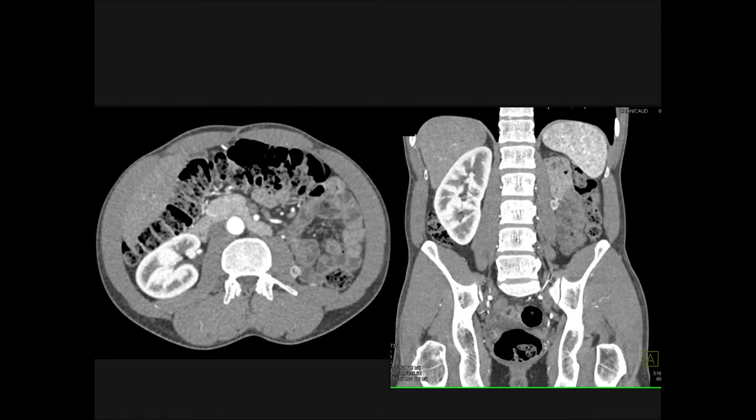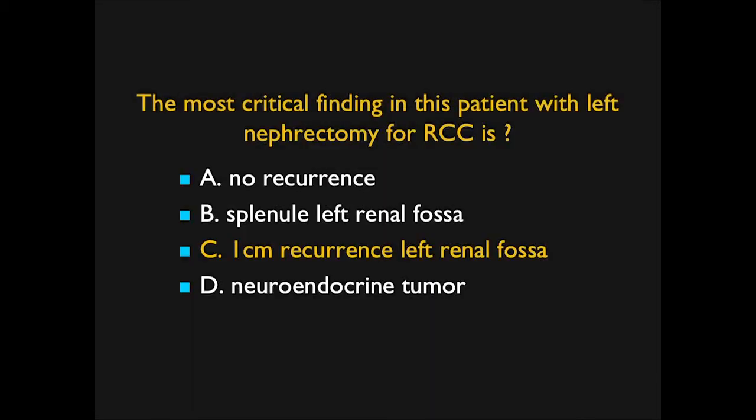About 10 minutes ago, I read another case that looked very similar. So recurrences in or near the renal bed and renal cell carcinoma, particularly clear cell, need not be very large. They could be 1 centimeter, and it's the vascularity of the lesion that helps you find the lesion.